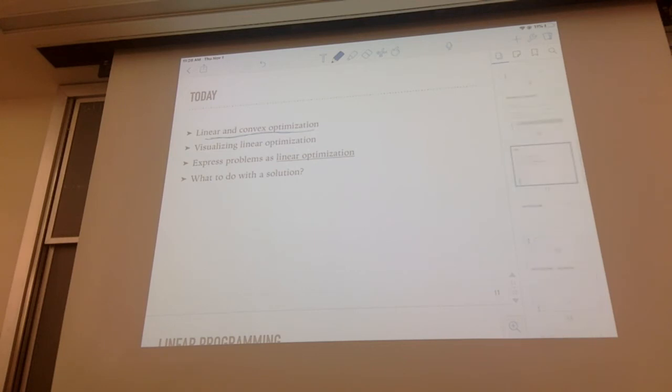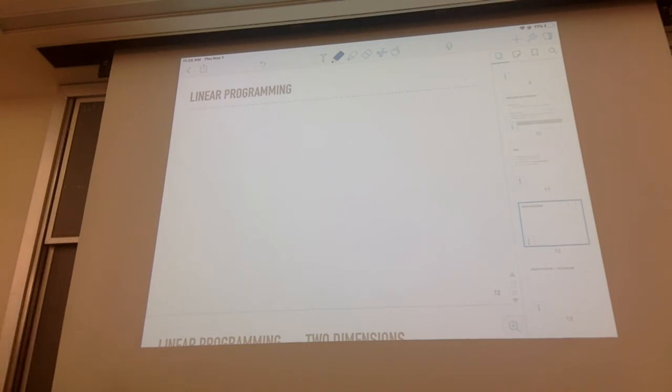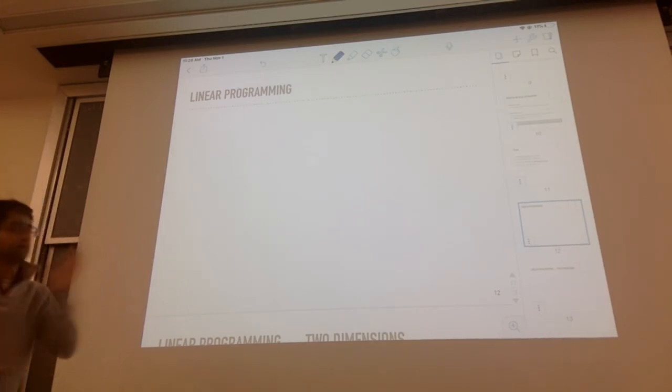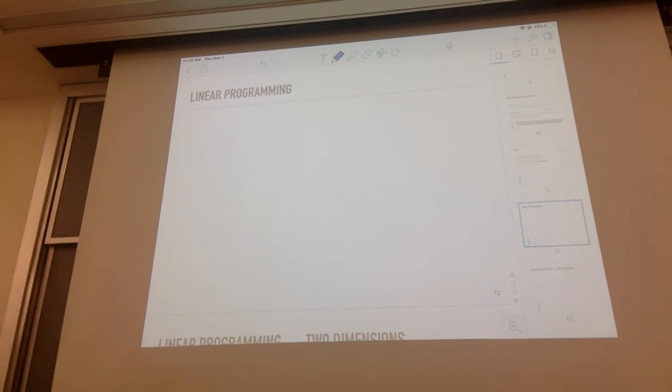Alright. So let's start with some quick introduction to linear programming. Just as a show of hands, how many of you have seen some form of linear programming before? So a decent chunk. This might be a little repetitive for you, but let's just do this anyway. It's very simple.